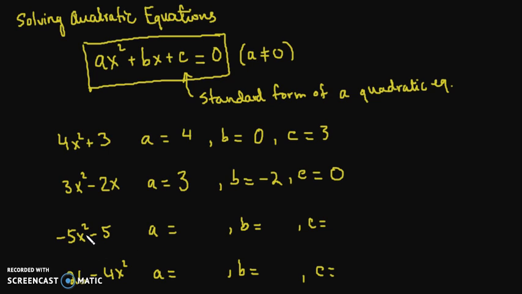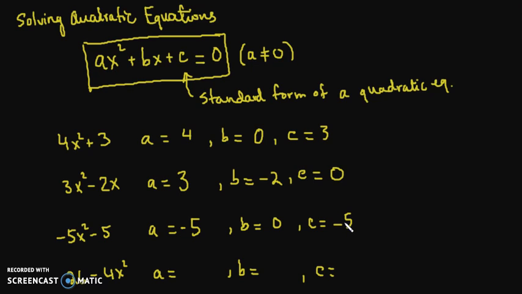For the next one, a is -5, there's no b, so b is 0, and c is -5. Now, how about the last one? The last one is actually a little bit of a tricky question.